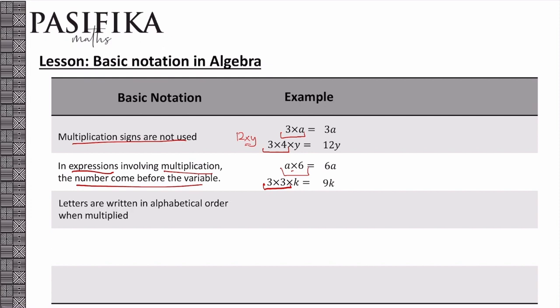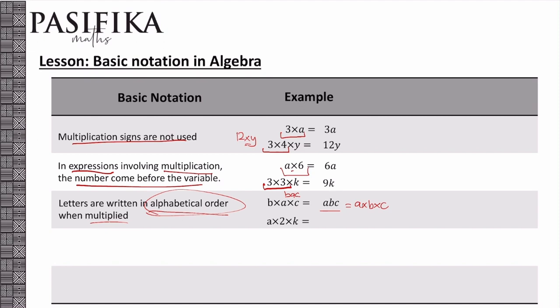Now, when we have letters, they are written in alphabetical order when we're doing algebra. So in this case, B times A times C, remember, no multiplication sign. Therefore, this will be B, A, C, but wait, we need to write them in alphabetical order. So it's going to be A, B, C. Now, when someone says A, B, C to you, know that it's actually A times B times C.